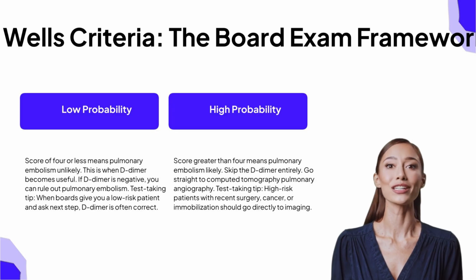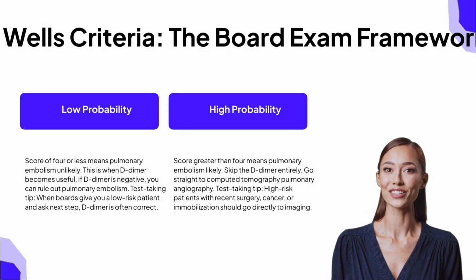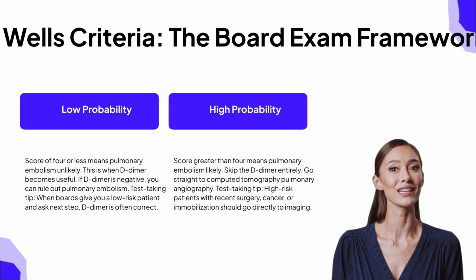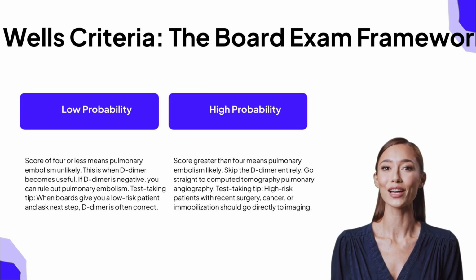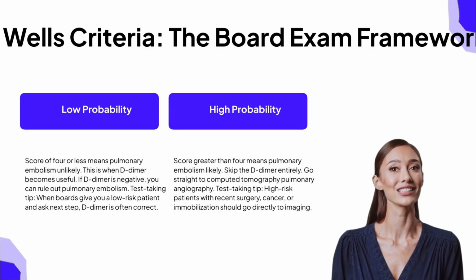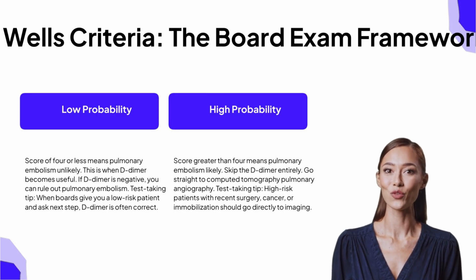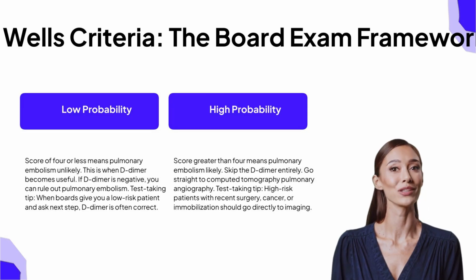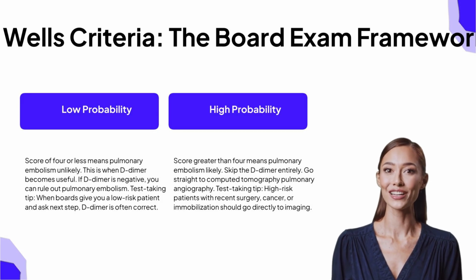The Wells criteria is your framework for every pulmonary embolism question on boards. Think of it as your decision tree. Low probability, meaning a score of 4 or less, is when D-dimer becomes your friend. A negative D-dimer rules out pulmonary embolism in these patients. But here is the key test-taking tip. When boards pile on risk factors like recent surgery, cancer history, and leg swelling, they are pushing you toward high probability. In high-probability patients, D-dimer is useless because it will often be elevated anyway. Go straight to computed tomography pulmonary angiography.